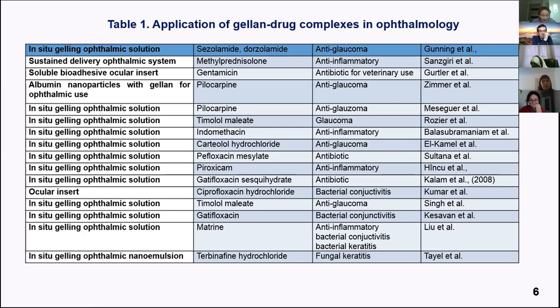As distinct from existing formulations, we use the sol-gel transition of gellan under the influence of lacrimal fluid, tears, leading to formation of a thin layer on the surface of the eye. It's expected that ofloxacin immobilized within the gellan matrix diffuses out and gives a prolonged effect.